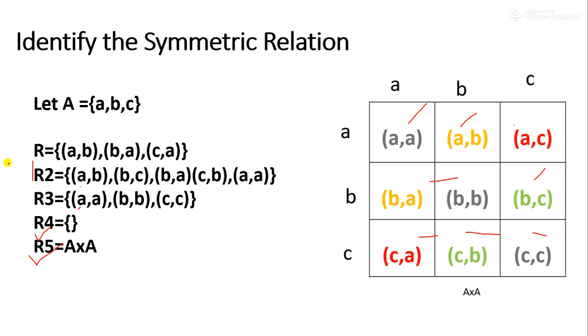So a relation is said to be symmetric if, whenever it contains AB, it must contain its symmetric pair, that is BA. These are the symmetric pairs: BA is symmetric with AB, CA is symmetric with AC, CB is symmetric with BC. The relation which contains these symmetric pairs is known as a symmetric relation. And one thing we need to remember is that the diagonal elements are symmetric with themselves.